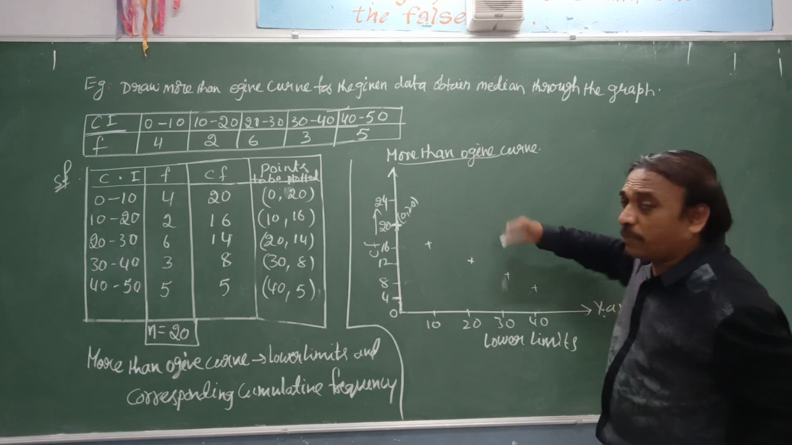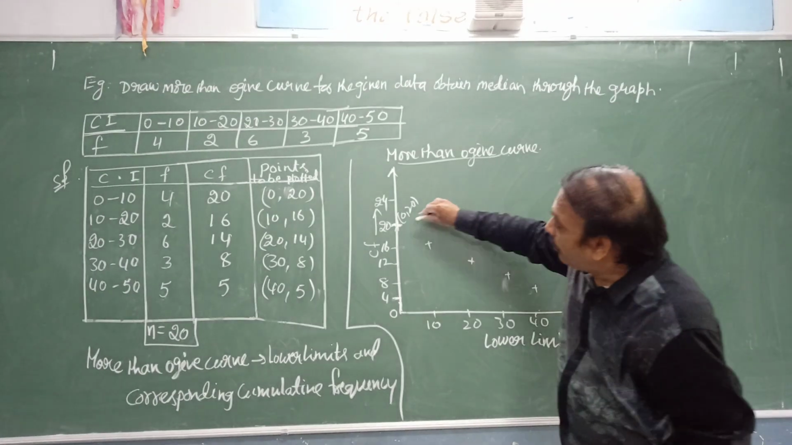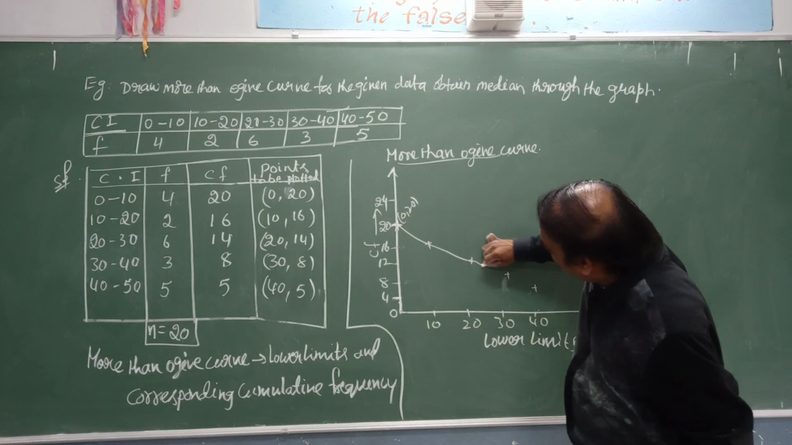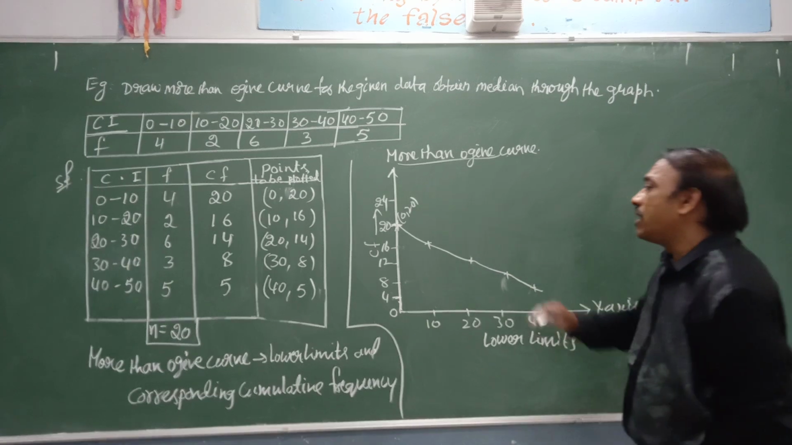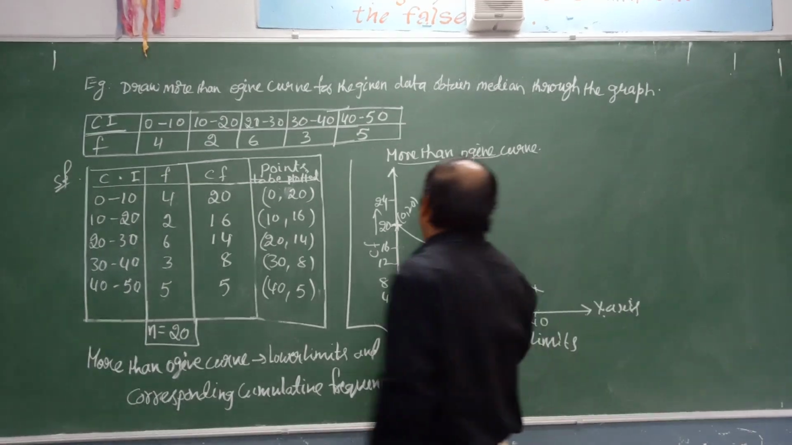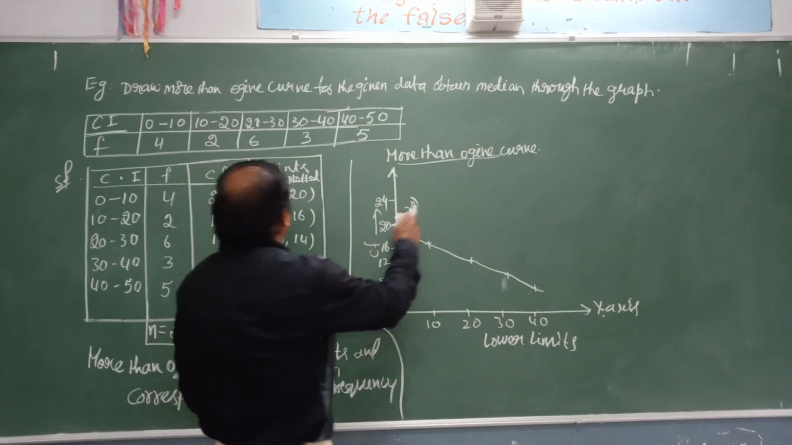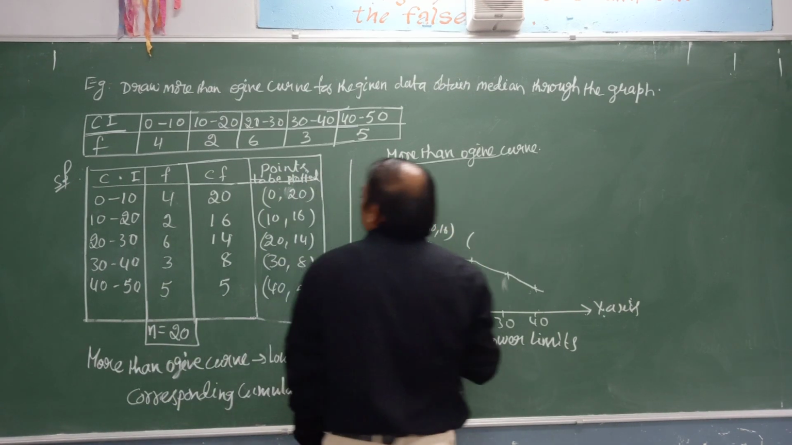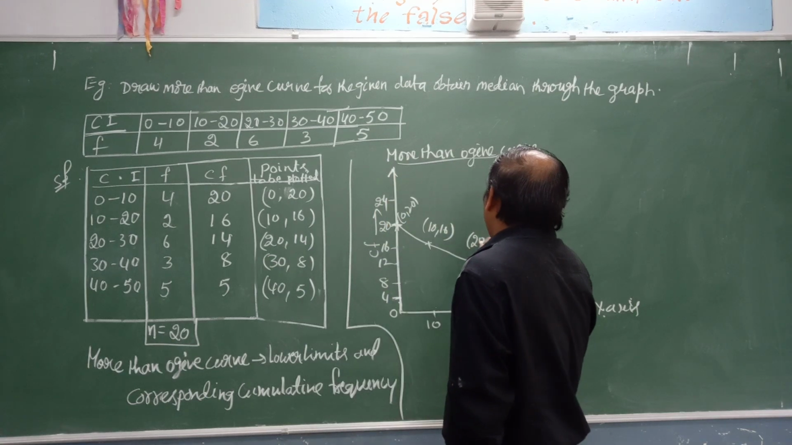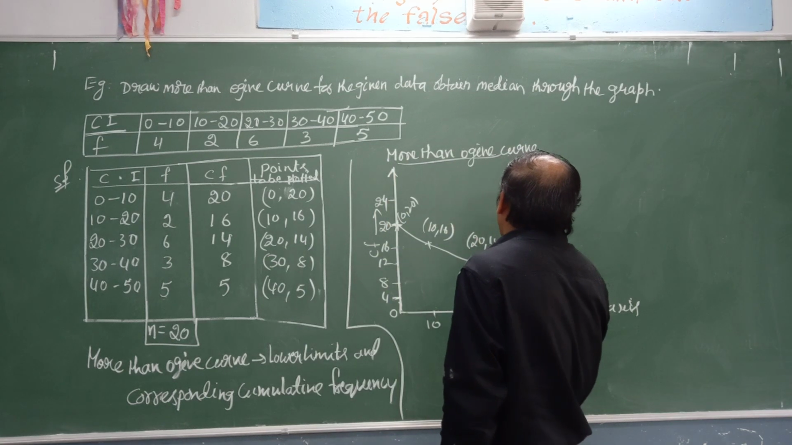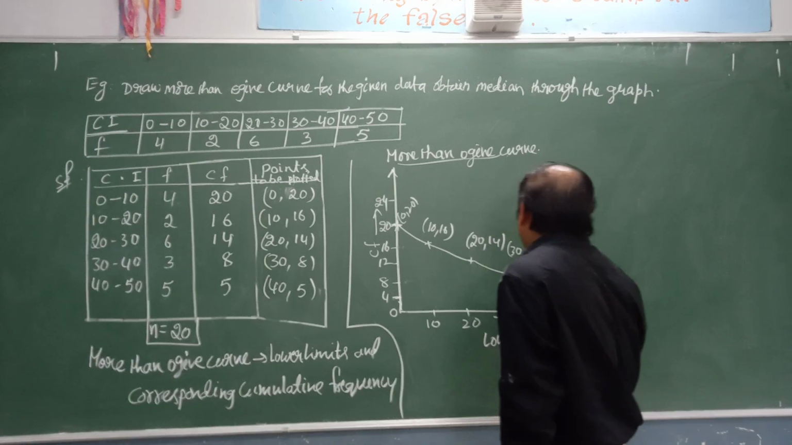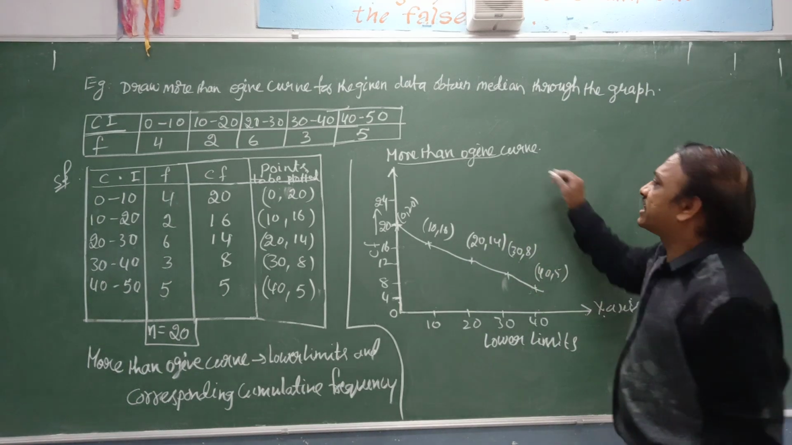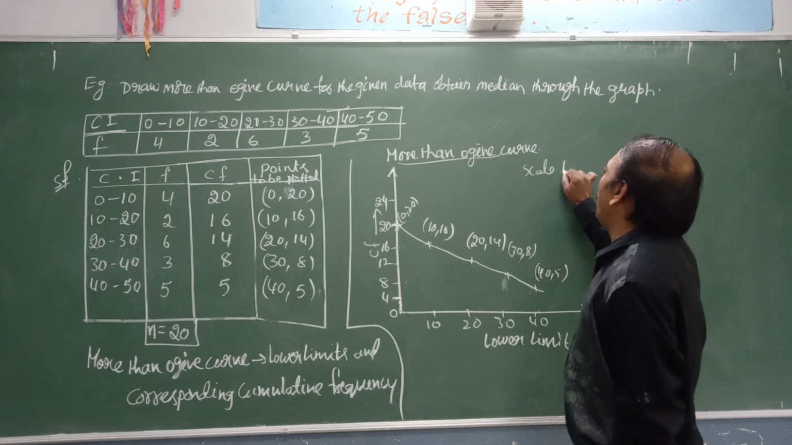Now you see, join these points from one point to the other, then next, then next. This is the more than ogive curve. Observe it. This is 0 comma 20. This is 10 comma 16. Next, this is 20 comma 14. Next, this is 30 comma 8, and this is 40 comma 5.